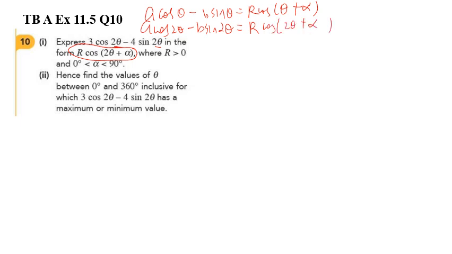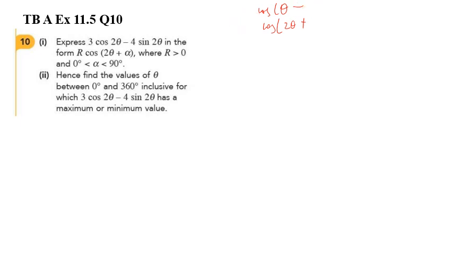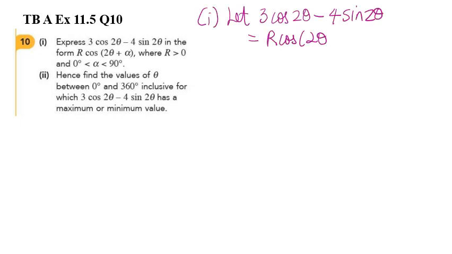That's all. Nothing very different. It's just that instead of having 1 theta, you just change it to 2 theta, or 3 theta, 4 theta, that kind of thing. There's nothing really scary about it. So how do we do it? Yeah, so we're going to let it equal to r cosine bracket 2 theta plus alpha. So a is 3, b is 4.